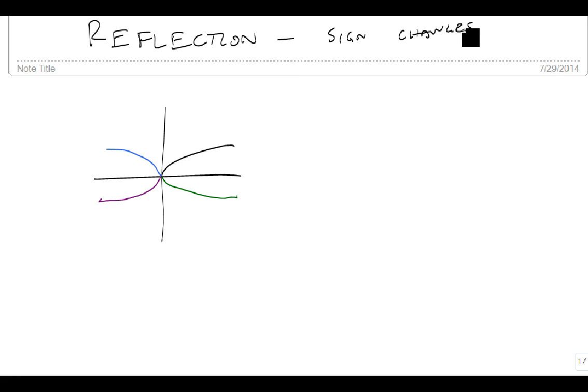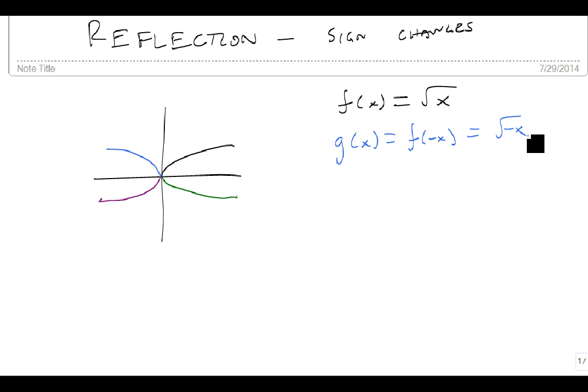And the question is whether they're on the inside or the outside. So if the original is the square root of x, then there's a couple of things I can do. I can let g of x be the same thing, but it's going to be f of minus x, which is the square root of minus x. That's what causes it to go to the left instead of to the right. Well, I could also let h of x be minus f of x, which would be minus the square root of x, and that's what makes it go down.